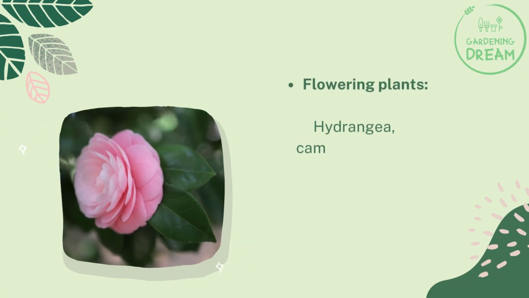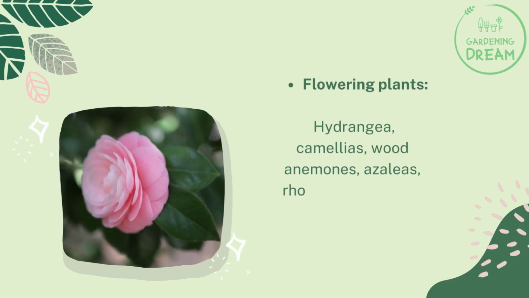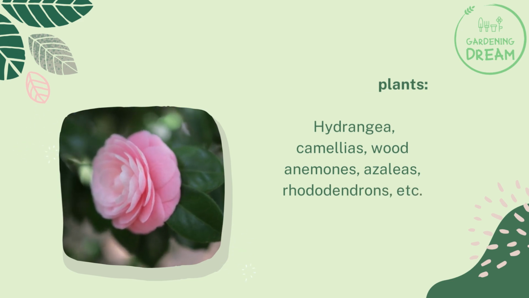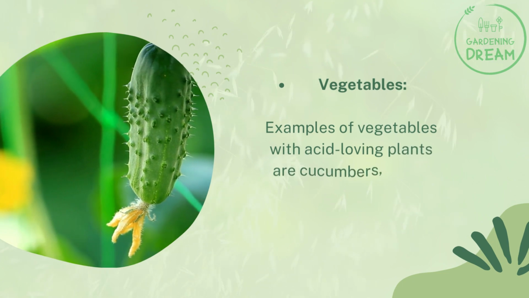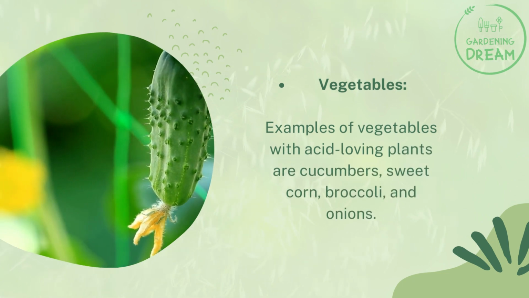Flowering plants: hydrangea, camellias, wood anemones, azaleas, rhododendrons, etc. Vegetables: examples of vegetables with acid-loving plants are cucumbers, sweet corn, broccoli, and onions.